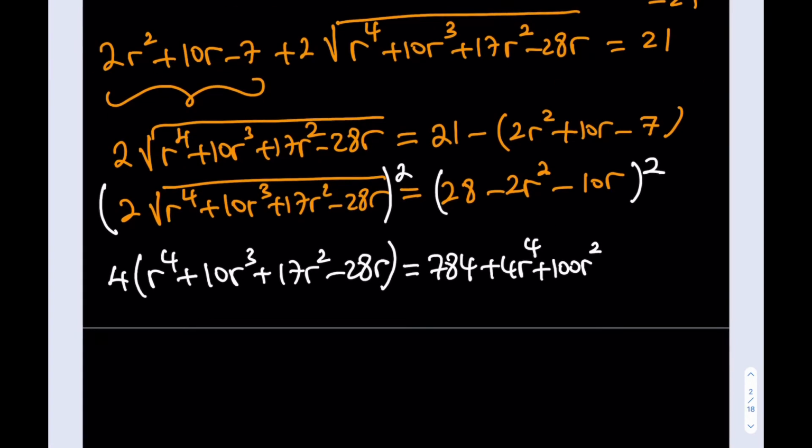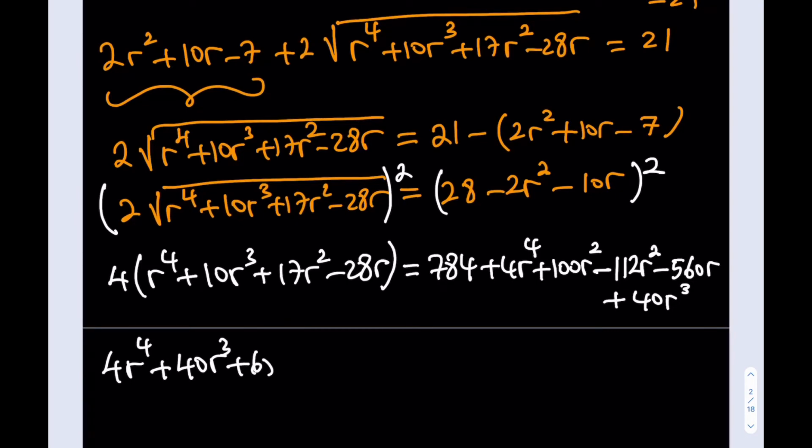So that's going to be minus 112r squared minus 560r plus 40r cubed. Awesome. Obviously, we can distribute this and make it better: 40r cubed plus 68r squared minus 112r. Don't worry about the numbers. They're going to get smaller when we simplify this.